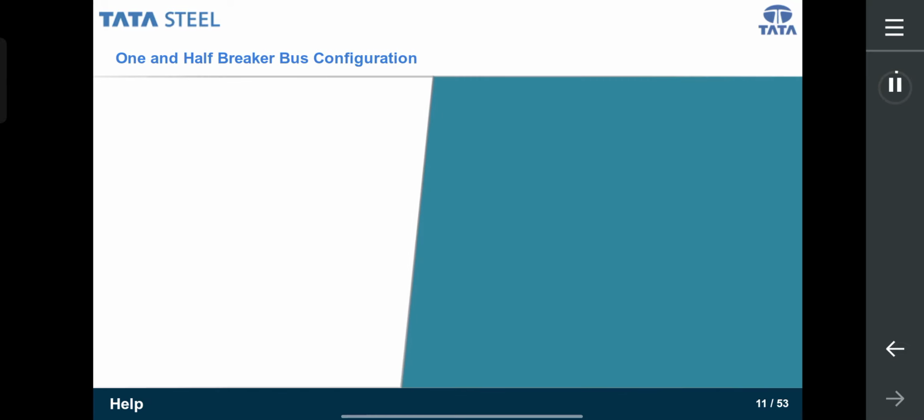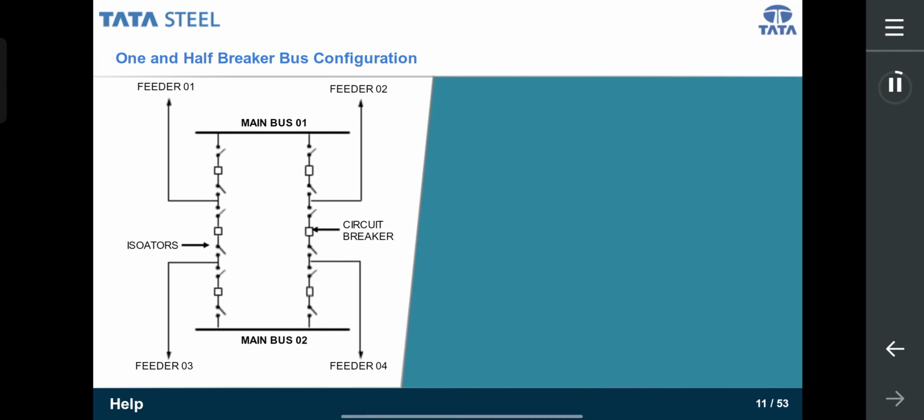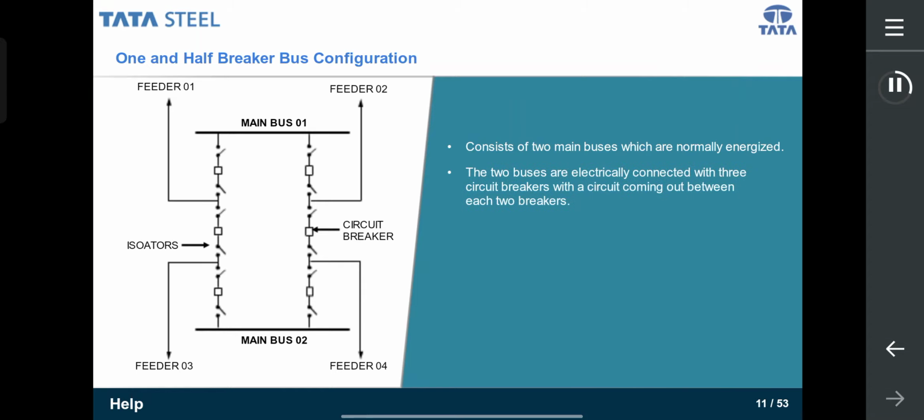Next type of bus configuration is 1.5 breaker bus configuration. 1.5 breaker configuration consists of two main buses which are normally energized. The two buses are electrically connected with three circuit breakers, with a circuit coming out between each two breakers. In this arrangement, as three circuit breakers are used for two independent circuits, hence there are 1.5 circuit breakers per circuit.